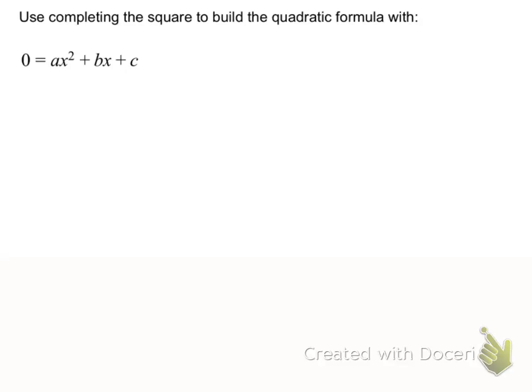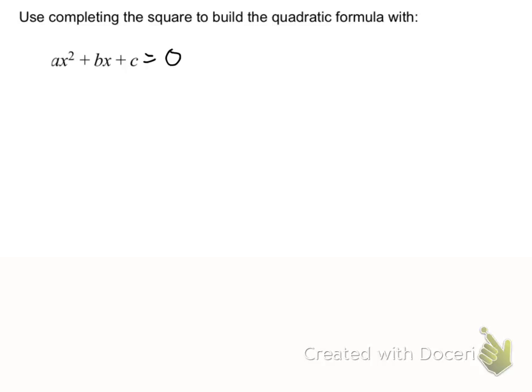You build it by using completing the square, those 6 steps that we did not too long ago. Now, I'm going to change this before you write it down. I'm going to take this out of here and put the equal sign on the other side. I put the 0 on the right-hand side because it's going to be a little more conducive to actually building the formula. There were 6 steps.